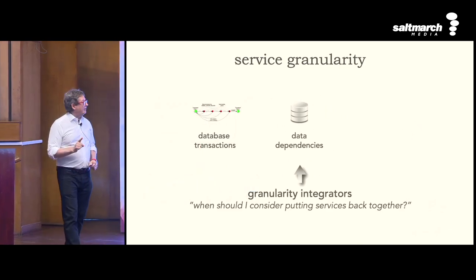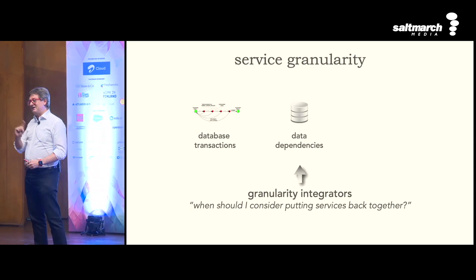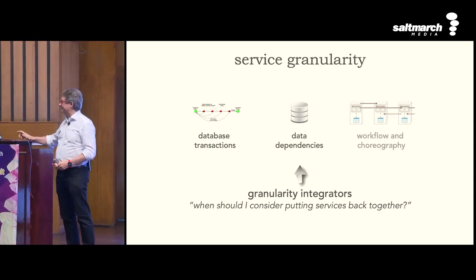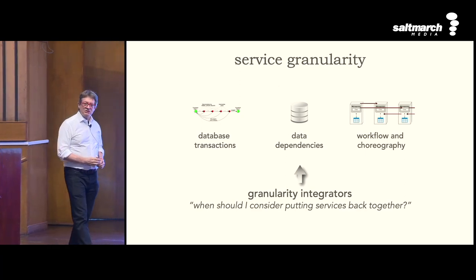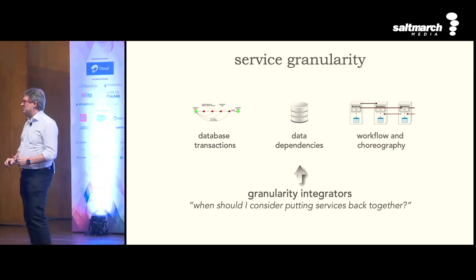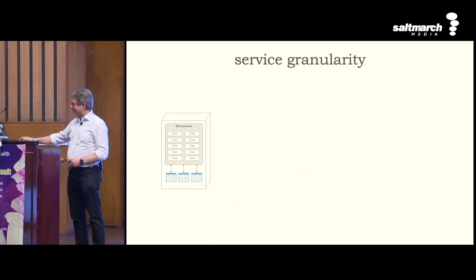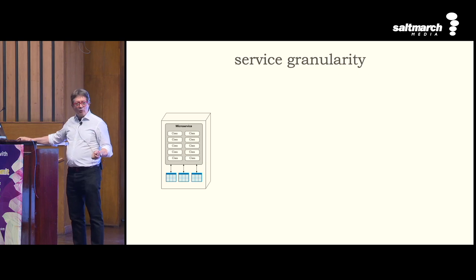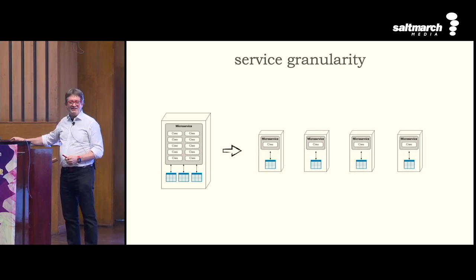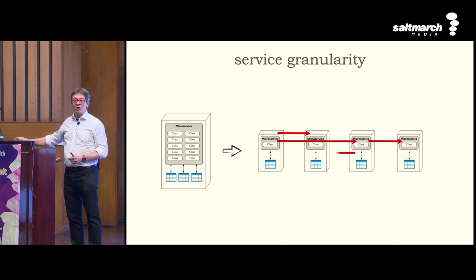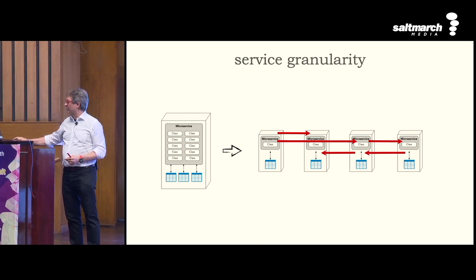That's a tricky thing that you have to pay attention to, and I'll talk a little bit about that force a little bit later. The last of these is workflow and choreography. Sometimes you want to put together a workflow in your architecture. Let's say I have one big service and I decide I want to break this down into four different services. But now I need to get those four services to do useful work. And now they have to talk to one another over network protocols.